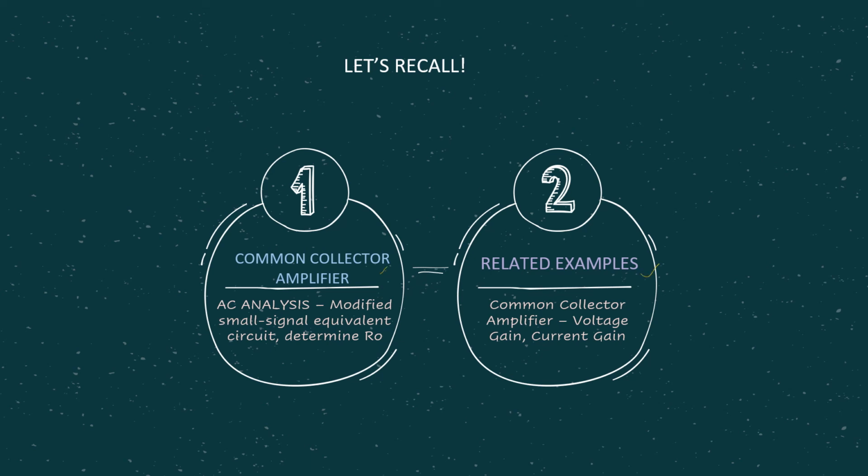So basically that's all related to chapter 5C, where we already discussed about common collector amplifier and its related examples. Okay, so use all the examples as your own self-revision. Try to do it on your own, okay?